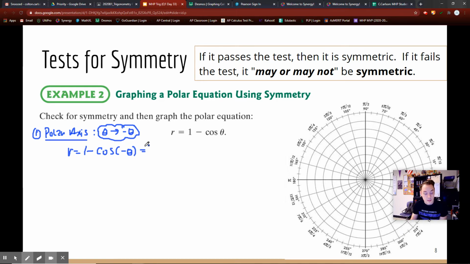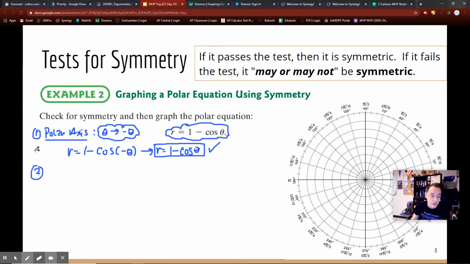Since cosine is in fact an even function, this is going to pop out to be r equals 1 minus just straight up cosine theta. And since this is my answer when I perform the test, and it's exactly like my original equation, that means it checks out. Okay, it checks out. Perfect. So now I know it's symmetrical to the pole.